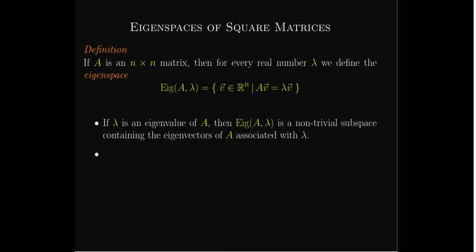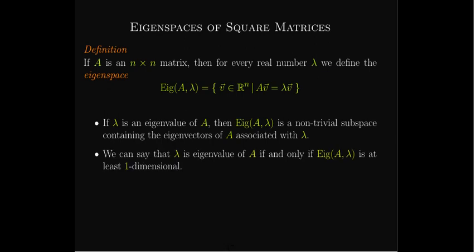So, but if lambda is an eigenvalue, then it's non-trivial, and it's going to have the eigenvectors of A associated with lambda. And we can say that lambda is an eigenvalue, I missed a word here, if and only if the eigenspace is at least one dimensional.